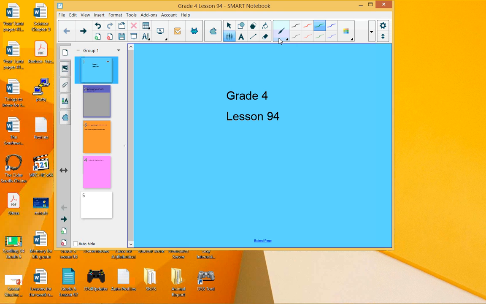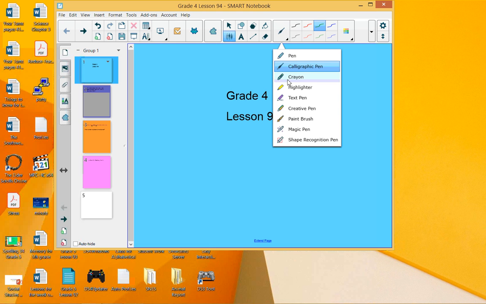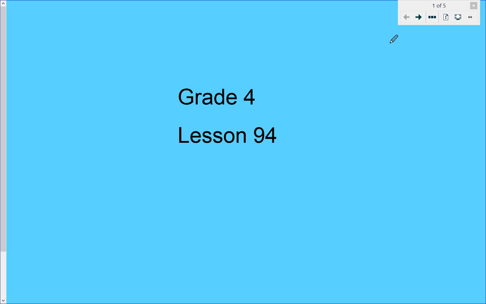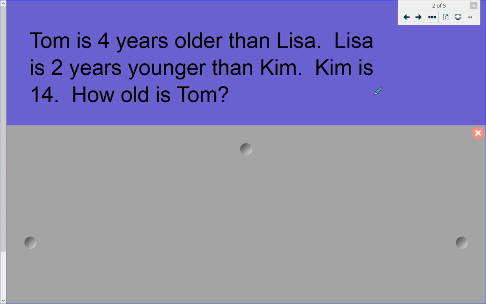Hi, fourth grade. We are going to take a look today at lesson 94, in which we are going to be looking at two-step or more processes when we're trying to solve a problem. So we're going to do word problem type things. Here we have a typical type of problem we might see.